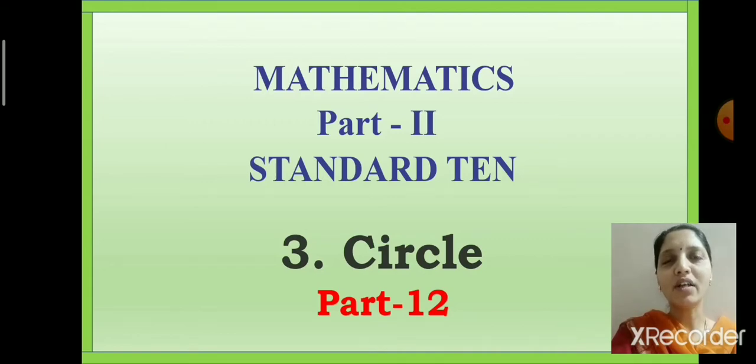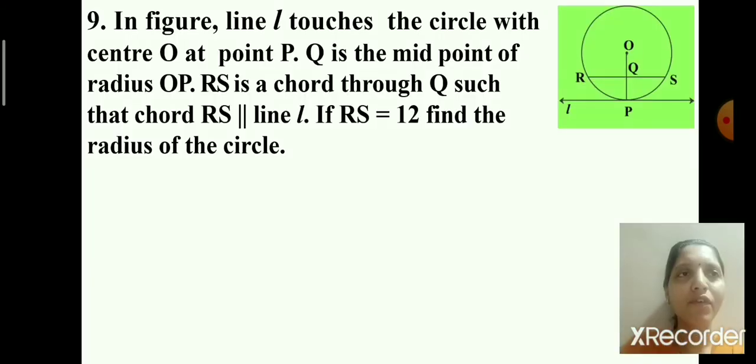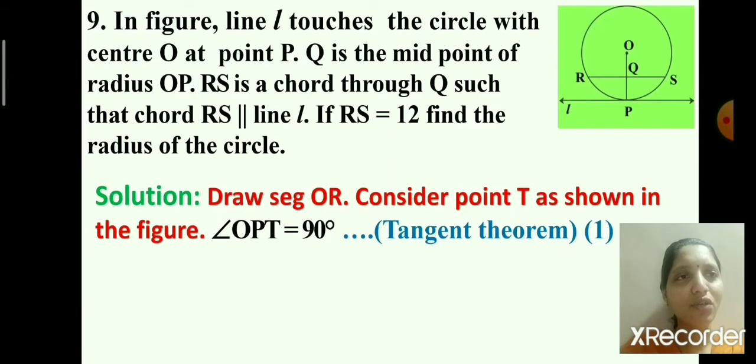As you all know, we have started with problem set 3, and in the previous session we did till problem number 8, and today we are going to start with problem number 9. Now first observe this figure carefully. What is given here? Line L touches the circle with center O at point P. Q is the midpoint of segment OP and RS is parallel to line L. The length of RS is also given here, 12, and you have to find the radius of the circle. Now which means you have to find the length of OP. Okay. So let's start with the solution here.